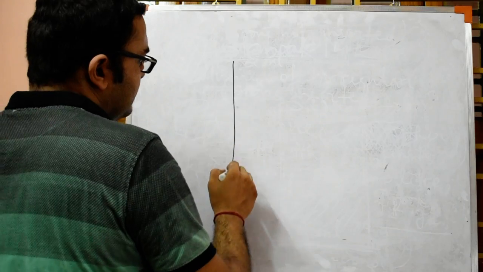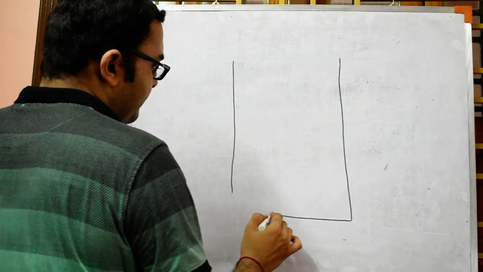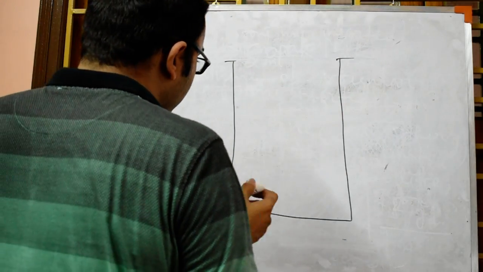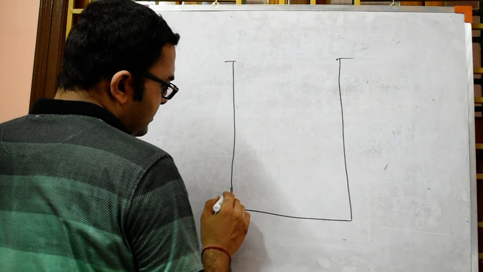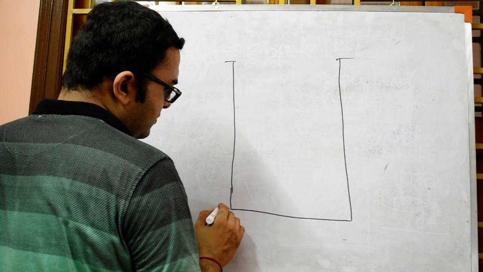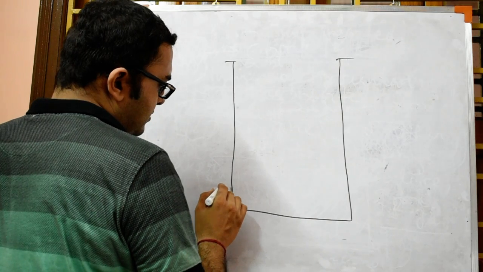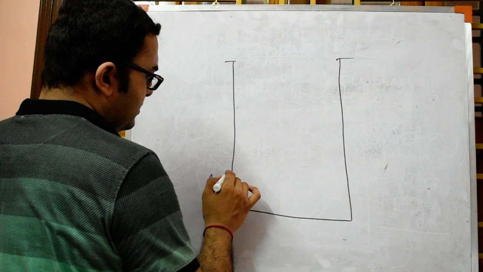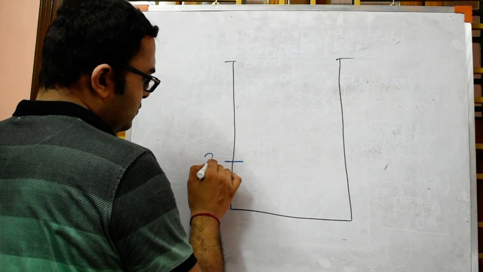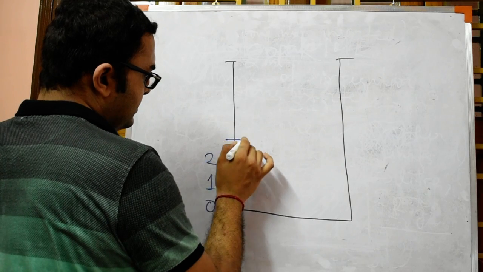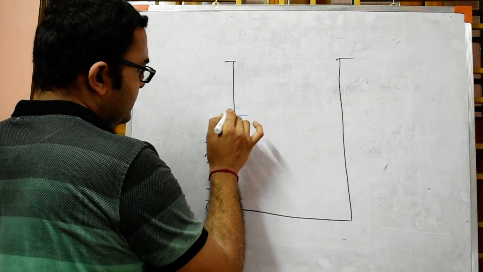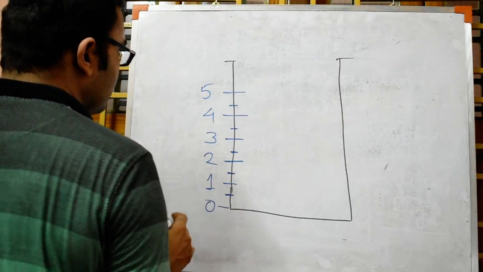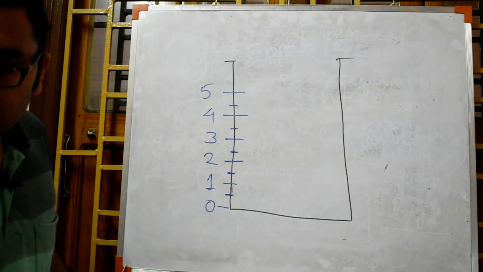So this is a graduated beaker, and you have markings on it. Say this is your 0, then this is your 1, then there is a gap, then again this is your 2, then there is a gap, this is 3, gap, this is 4, gap, this is 5, okay. So this is your graduated beaker.